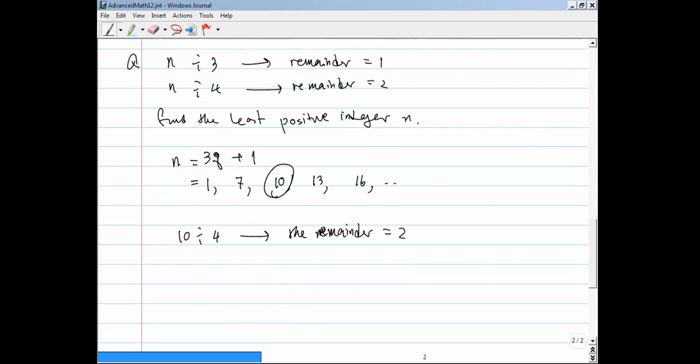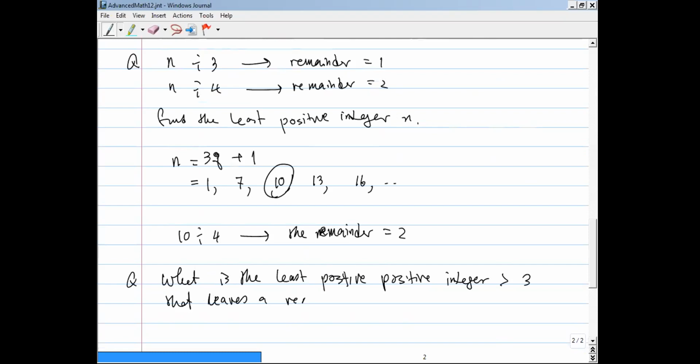The next one is slightly different. Okay, my question is, what is the least positive integer greater than 3 that leaves a remainder of 3 when divided by each of 4 and 6? So I want you to try. What is the least positive integer greater than 3 that leaves a remainder of 3 when divided by each of 4 and 6?